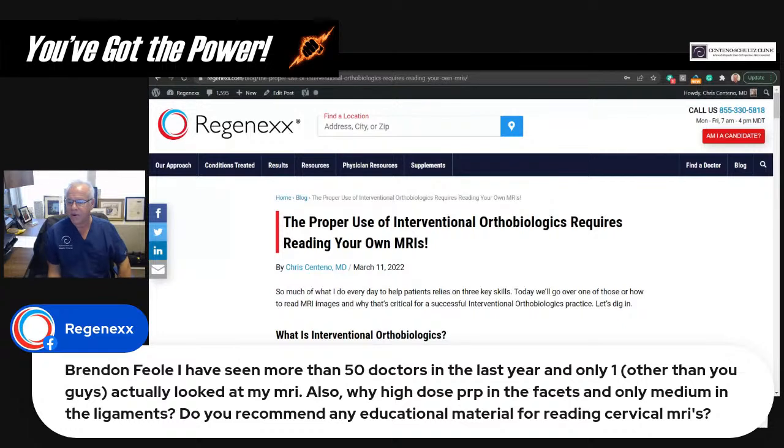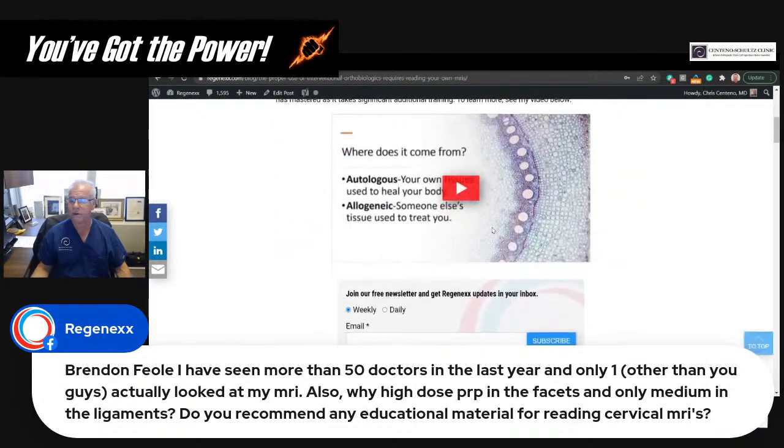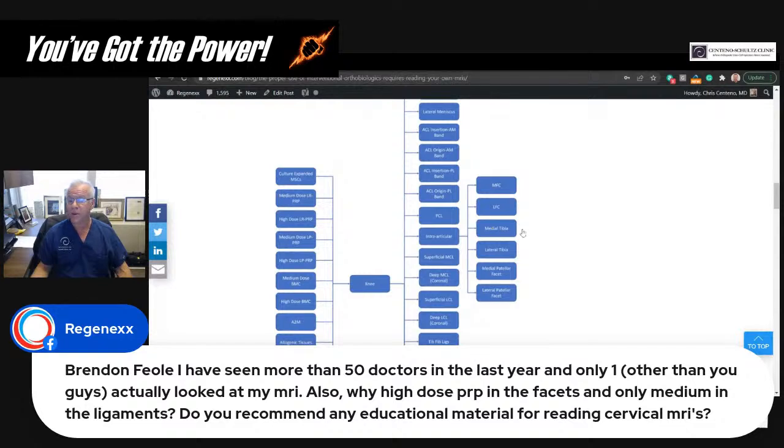Brendan, I've seen more than 50 doctors who actually looked at my MRI also. I had high dose PRP in the facets and only medium in the ligaments. Do you recommend any educational material for reading cervical MRIs? So high dose in the joints has to do with the research we've done on mesenchymal stem cells. You can also use high dose PRP in ligaments too. It's just often not needed. Depending on your age will determine what strength of PRP you need where.